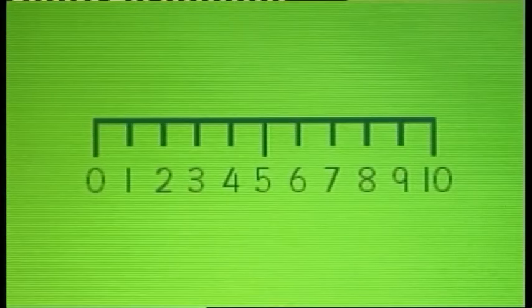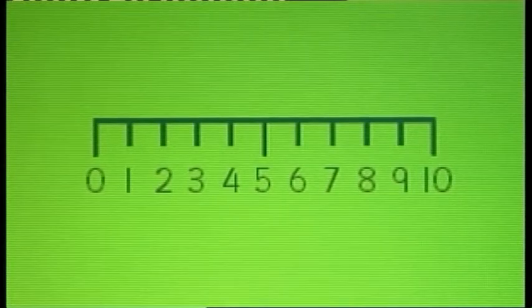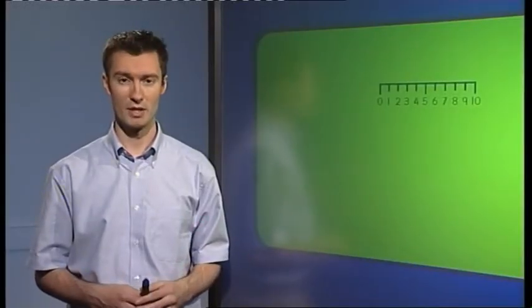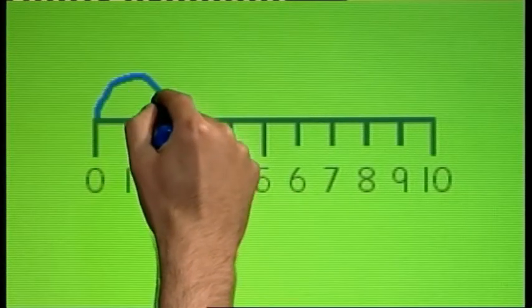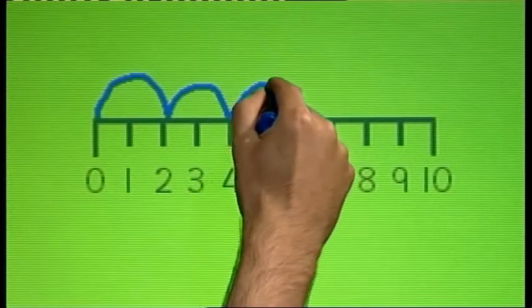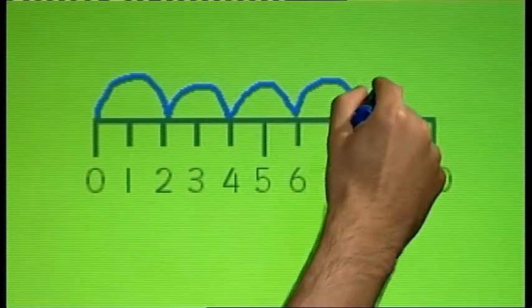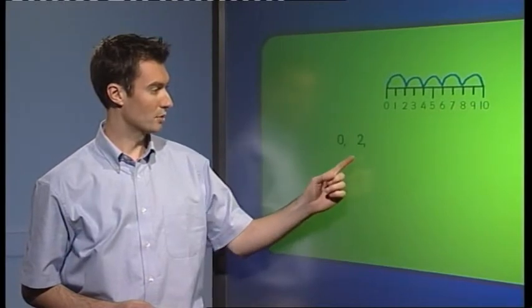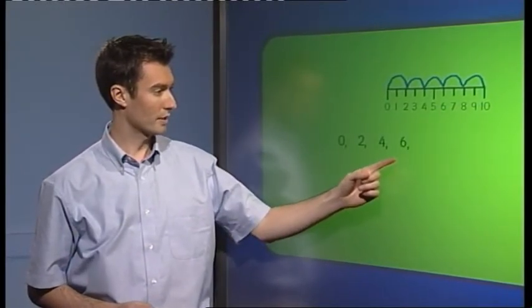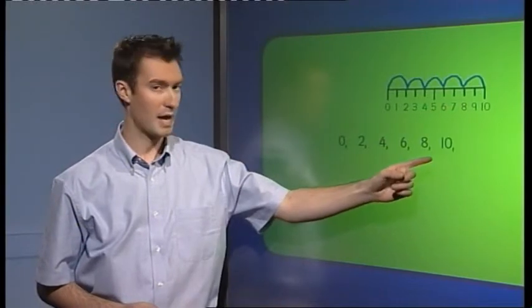Hello! Now you know how number patterns crop up all over the place in maths. Well, I can create a pattern or a number sequence by working with a number line like this one. Now I'll start at 0 and count on in twos, and that will give us this sequence. 0, 2, 4, 6, 8, 10. Now if I write that out, here's our sequence. 0, 2, 4, 6, 8, 10.